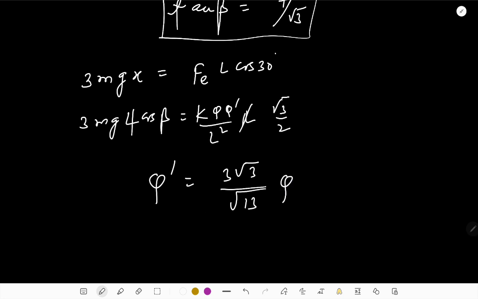You will need to put the value of cos beta as well. You have tan beta, so you can derive your cos beta. I'm not going to do these things because these are simple things anyone can do. I just provided a method to solve it, and thank you very much for watching.